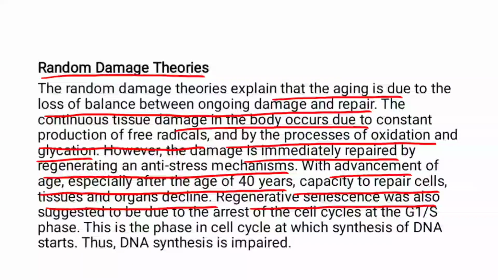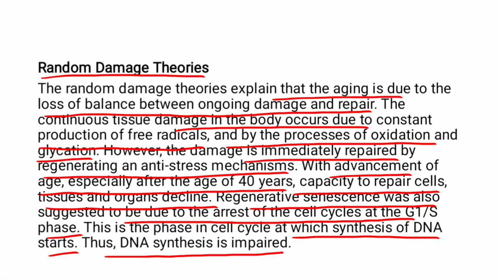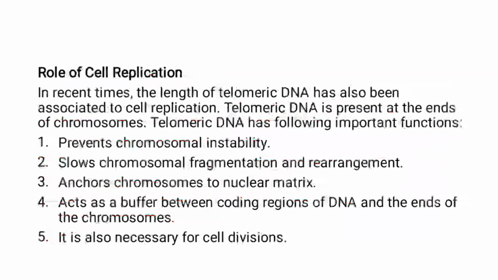Regenerative senescence was also suggested to be due to the arrest of the cell cycle at the G1/S phase. This is the phase in the cell cycle at which synthesis of DNA starts. Thus, DNA synthesis is impaired in them. The role of cell replication.